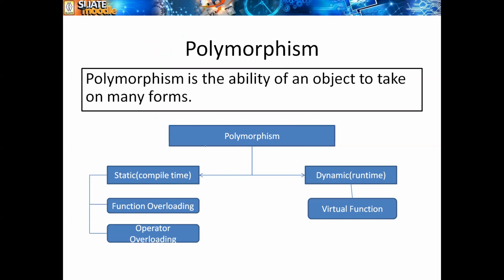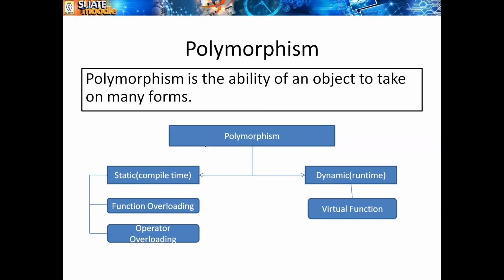Polymorphism. Polymorphism is the ability of an object to take on many forms. One thing represented in many forms, right? For example, suppose you are a person, right?